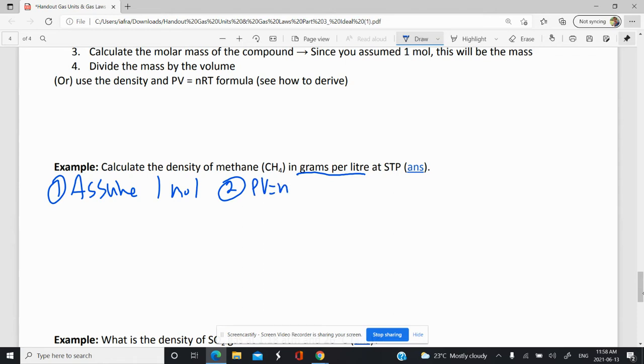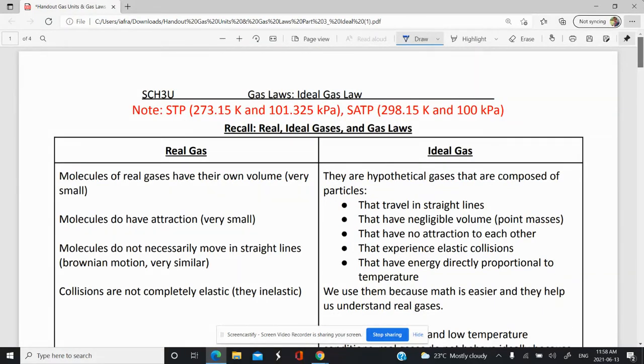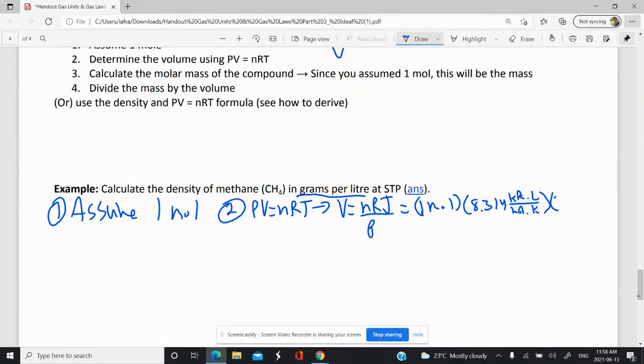So we have PV = nRT. So the volume is equal to nRT over P, which is going to be 1 mole, which we assumed, multiplied by 8.314 kPa liters per mole Kelvin, times our temperature. Remember, temperature for STP is 273.15 Kelvin, over the pressure, which is 101.325 kPa. Cancel out kPa, cancel out the Kelvin, cancel out the moles, and we're left with liters, which is what we expected.